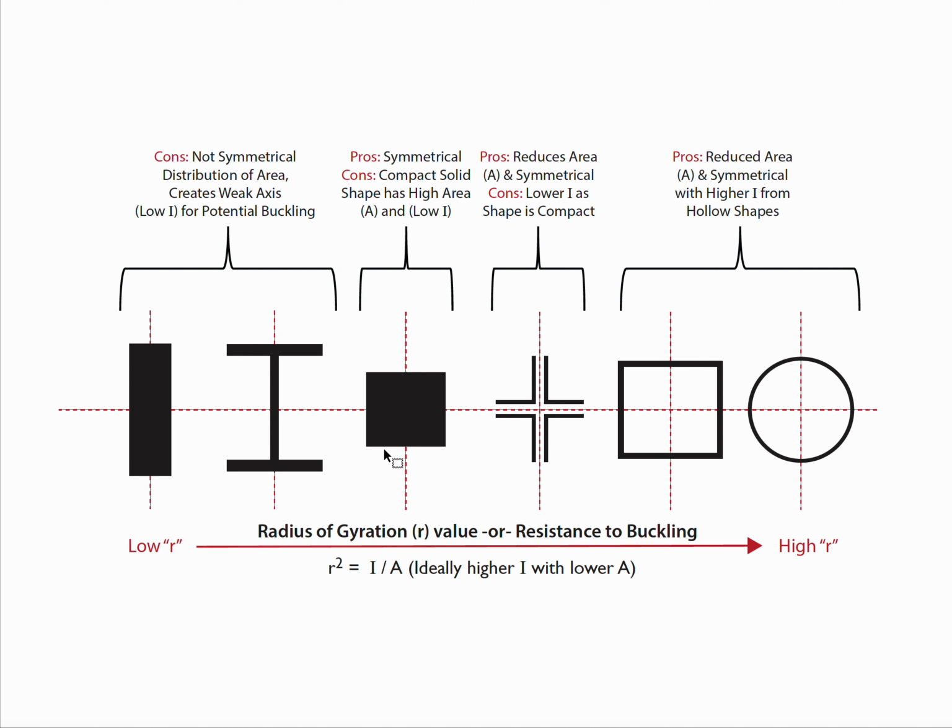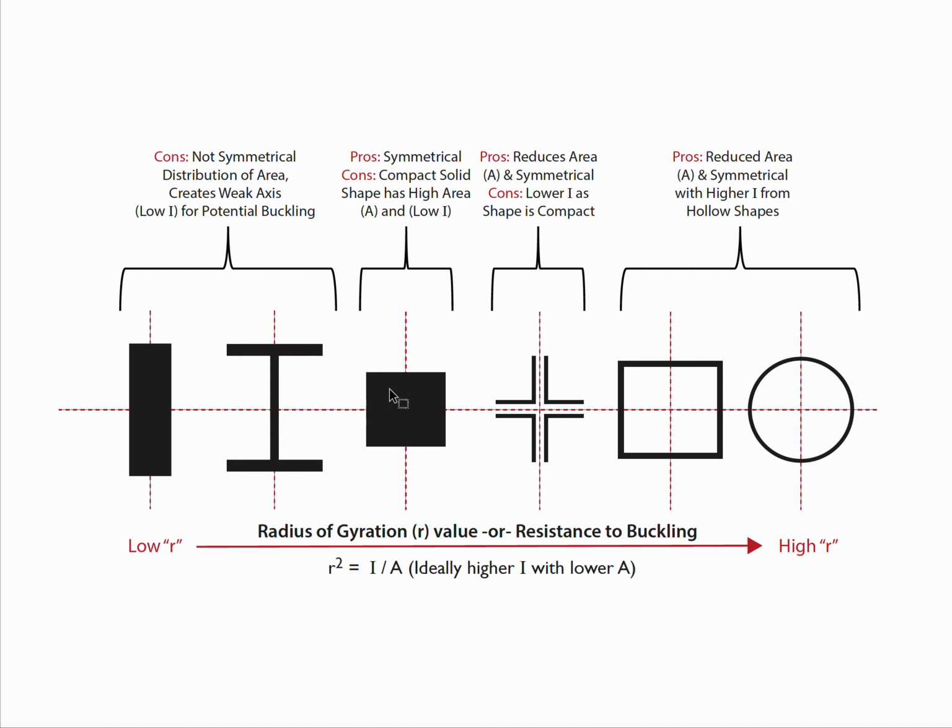I've made a little chart here to help you where it goes from low r to high r so that we can see the differences in what might make something a good to better to best column. If we have a solid tube, or if we have a solid I-beam, these are first of all not symmetrical in terms of XX, YY. They have a weak axis and they have low I, meaning that they have a potential for buckling. If we get a little bit better and we start to consolidate these down so they don't have a weak axis, at least we've made them symmetrical.